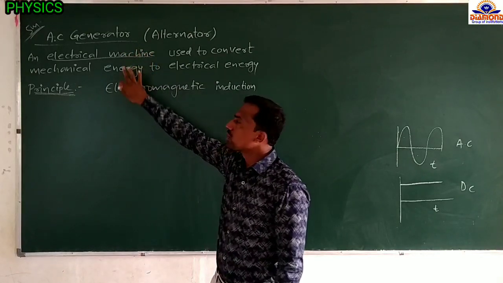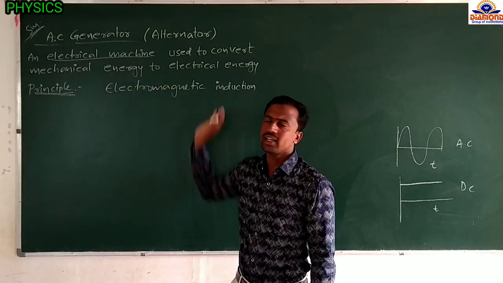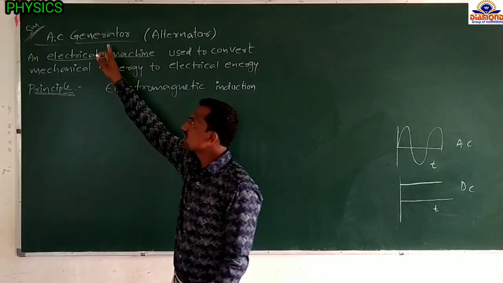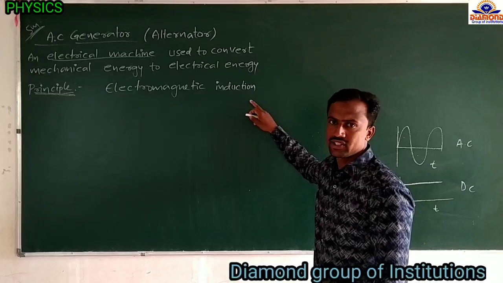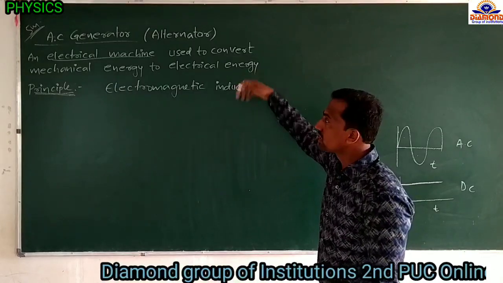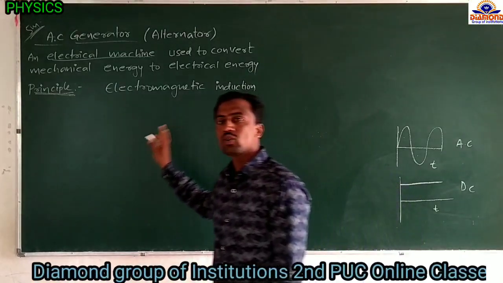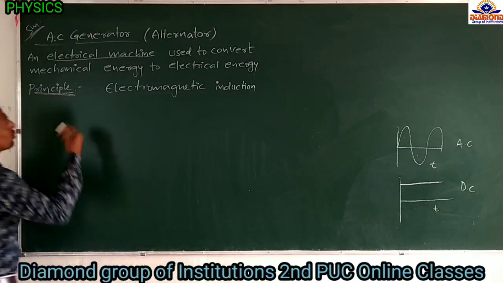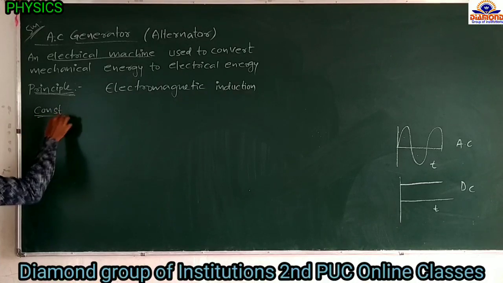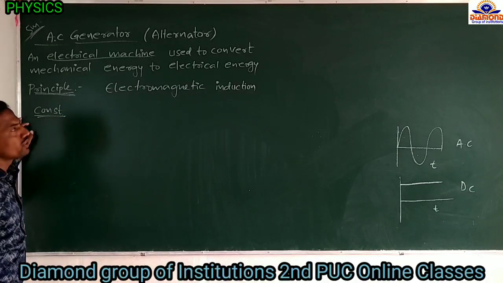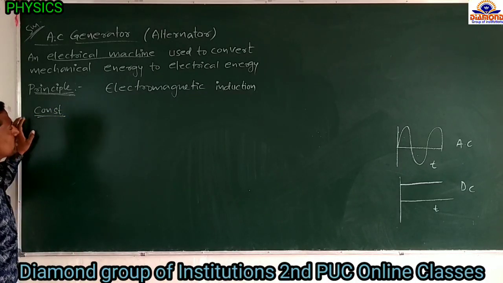We are using the AC generator here. The AC generator converts mechanical energy into electrical energy, and it works on the principle of electromagnetic induction. And how is the AC generator constructed? What are the main parts of the AC generator construction?